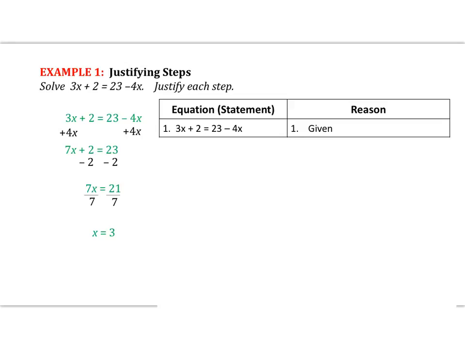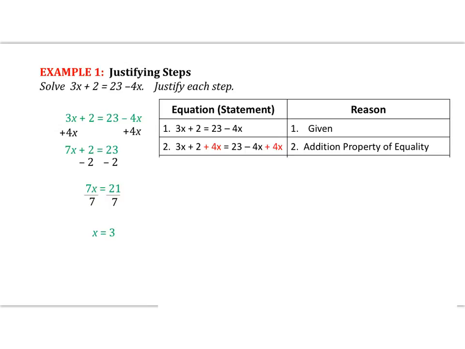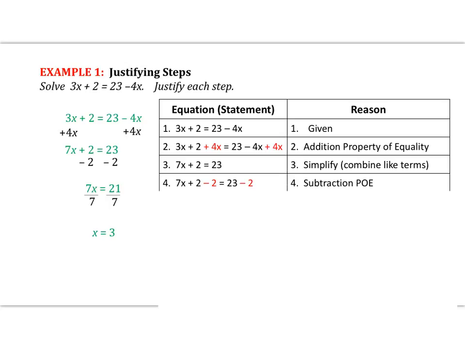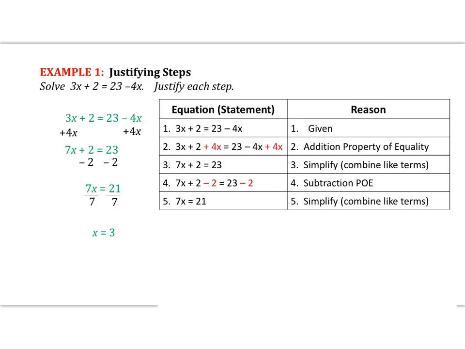Our first step is to start with the given equation, and our reason is given. Our second step was that we added 4x on both sides. So notice we added the same thing on both sides, which means we're using the addition property of equality. Our third step is to combine like terms, in other words, simplify. And then our fourth step was that we subtracted 2 on both sides, and we subtracted the same value on both sides, so that means we're using the subtraction property of equality. Then we simplified, in other words, combined like terms, to get 7x equals 21.